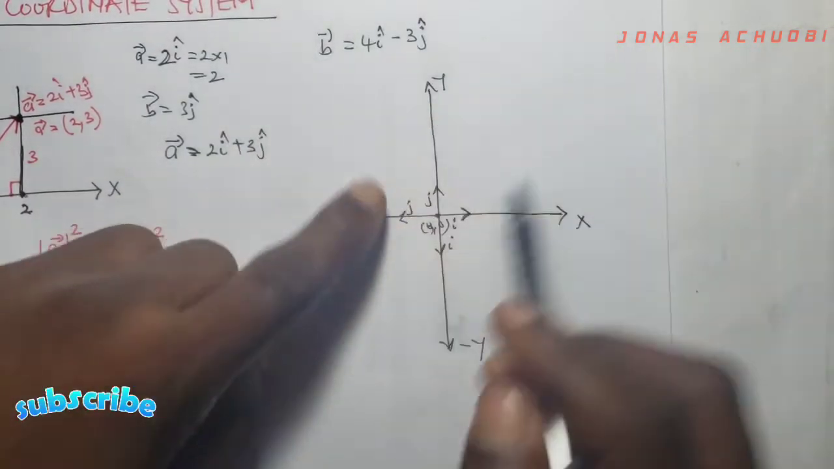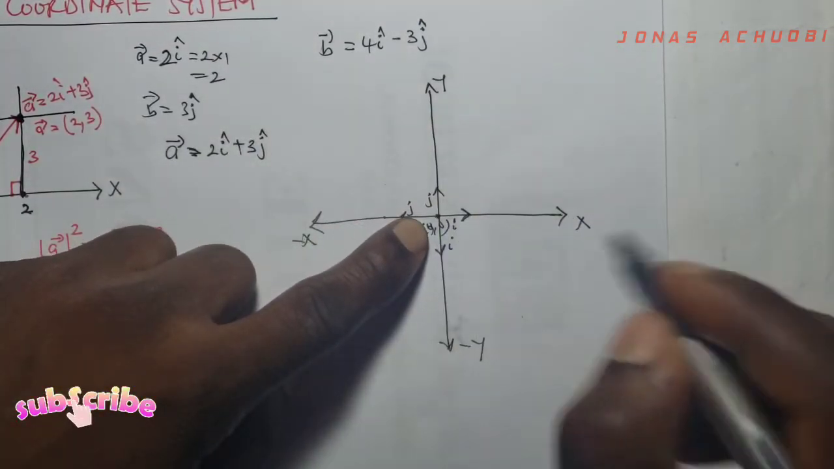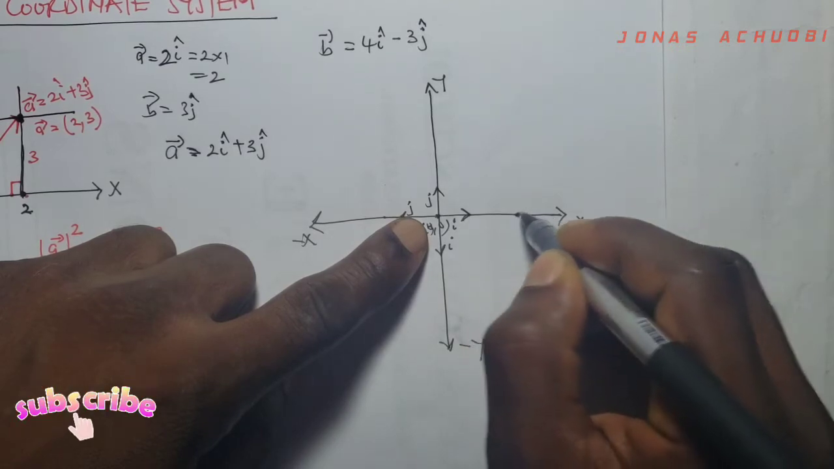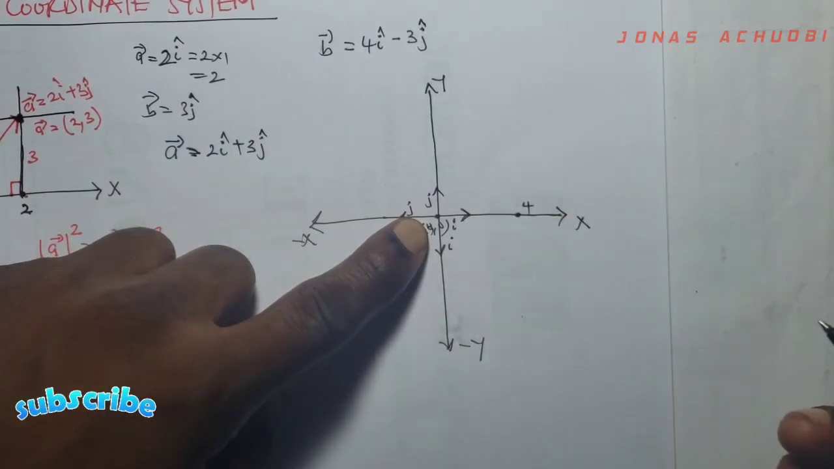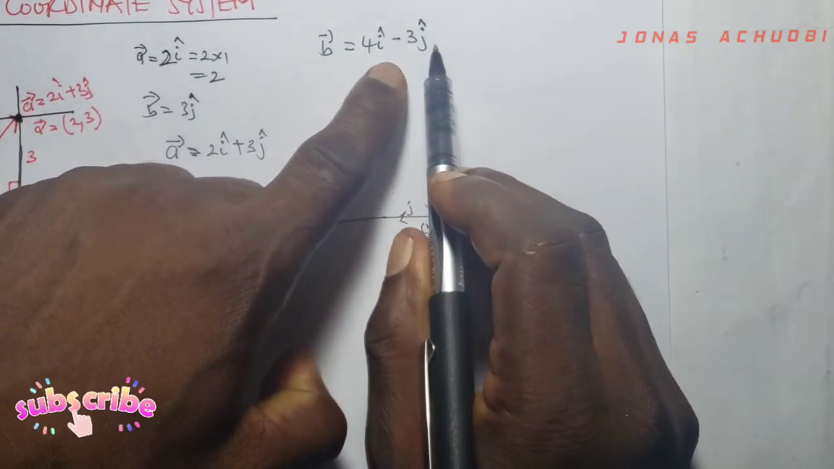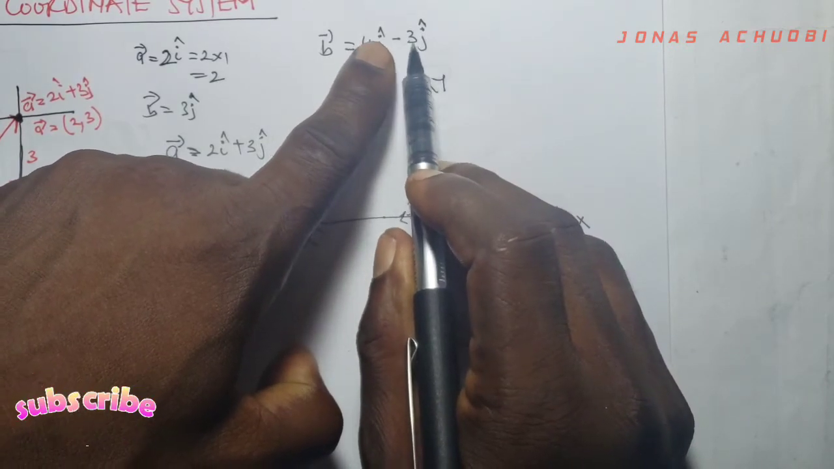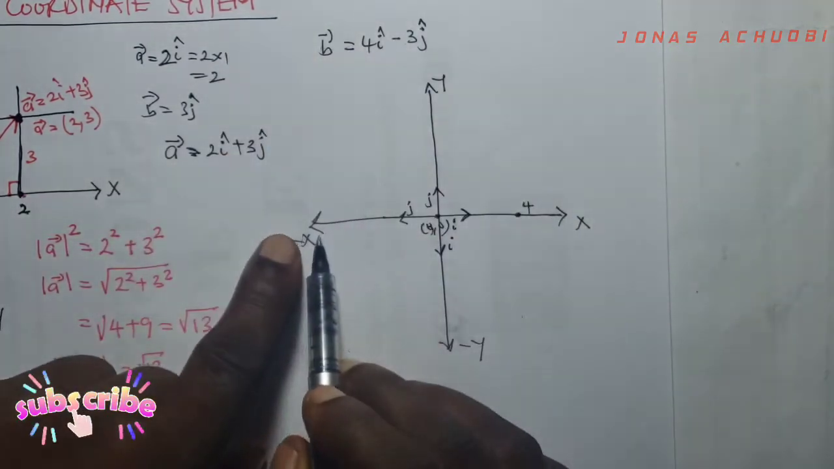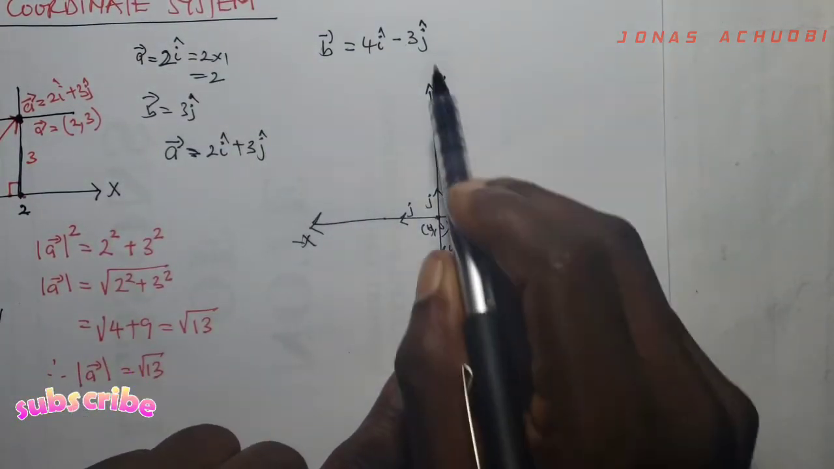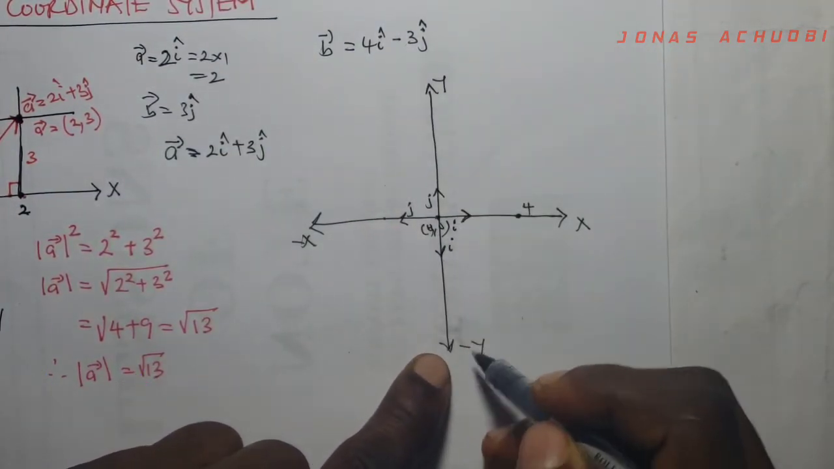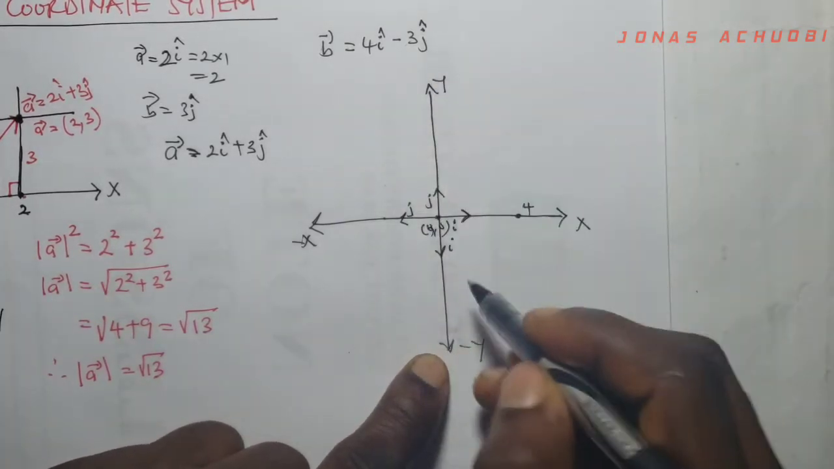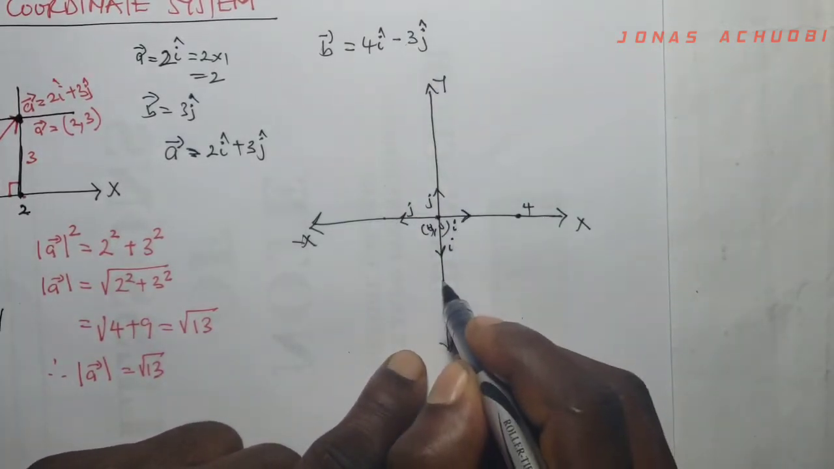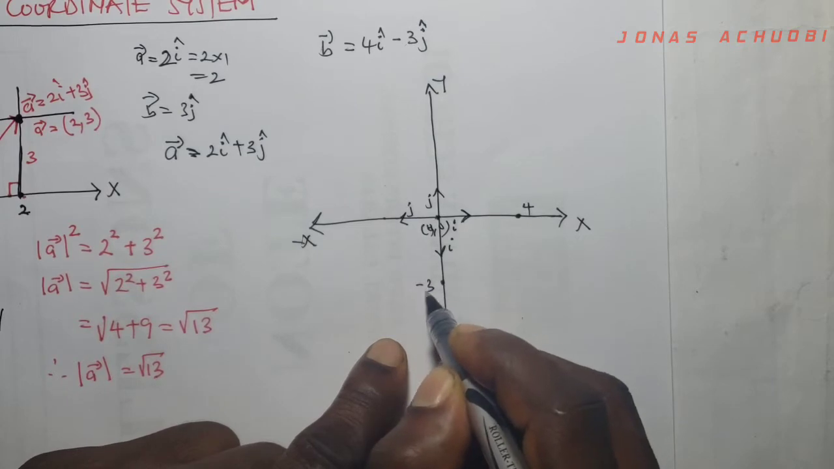So 4i, 4 in the positive x direction, so 4 should be somewhere here. Let's just call that point 4, and negative 3j. So here we have minus 3j. So this point here is in the negative y direction. This is minus 3, so negative y direction, and of course j again is a unit vector. So minus 3 we see somewhere here. Okay, so that is minus 3.